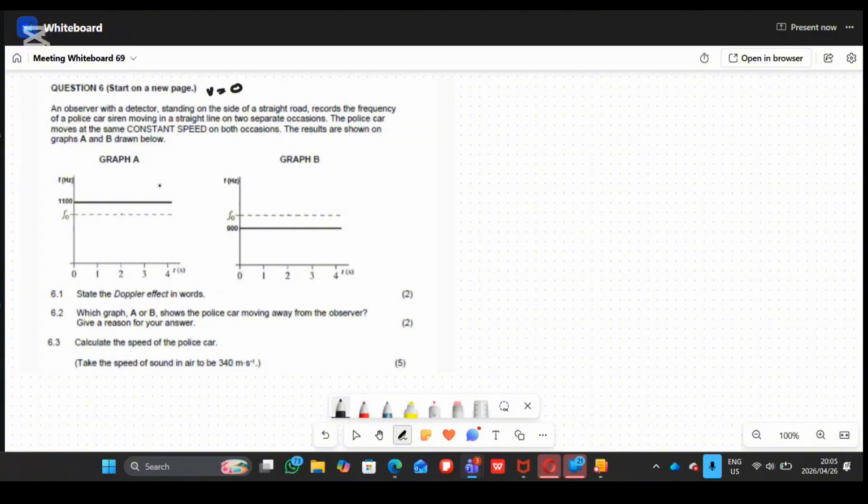So that is why I concluded that this is the frequency of the listener, and now it is the frequency of the listener again. But what you will see in scenario number one, the frequency of the listener is greater than the frequency of the sound source. This is graph A, graph number one.